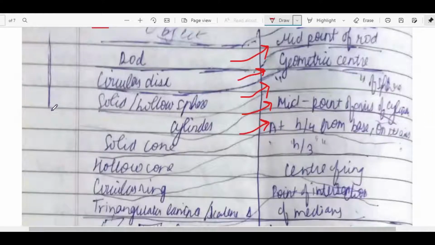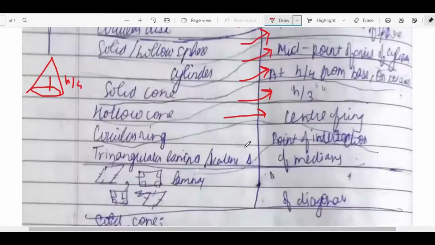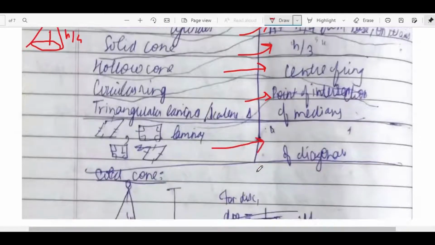This means that if you consider this solid cone, then the center of gravity would be located at a height which is 1/4 of the total height of the cone. For a hollow cone, it would be at height h upon 3 from the base on its axis. For a circular ring, it is the center of the ring. For a triangular lamina or scalene triangle, it is the point of intersection of all the medians. For quadrilaterals, it is the point of intersection of the diagonals.